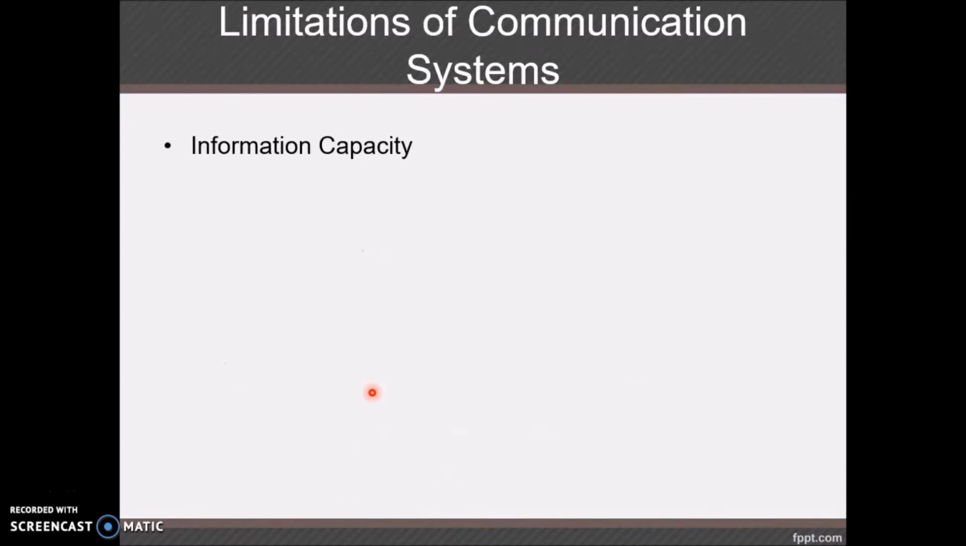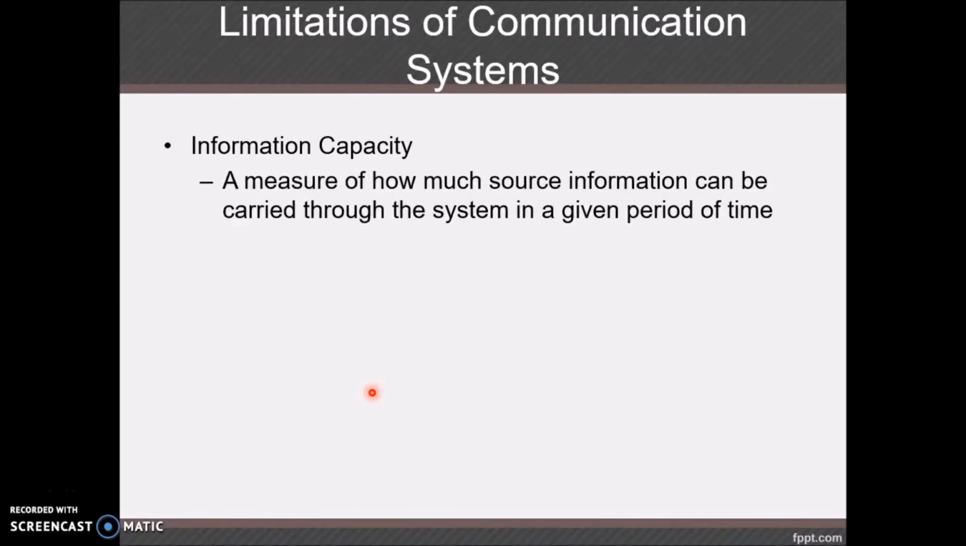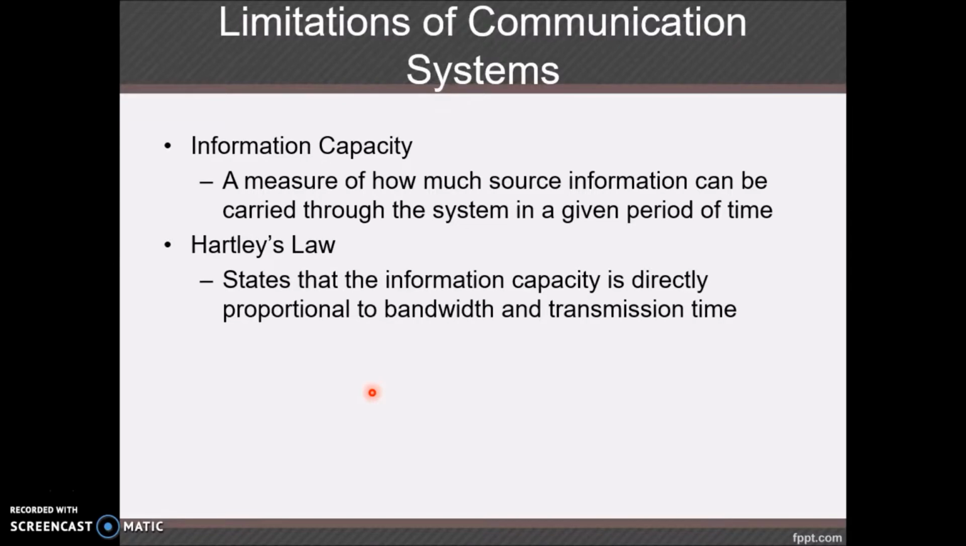Next is the information capacity. Information capacity is a measure of how much source information can be carried through the system in a given period of time. And last but not the least, Hartley's law. It states that information capacity is directly proportional to the bandwidth and the transmission time, which can be seen in this formula. I, which equals information capacity, is directly proportional to the bandwidth multiplied by the transmission time.